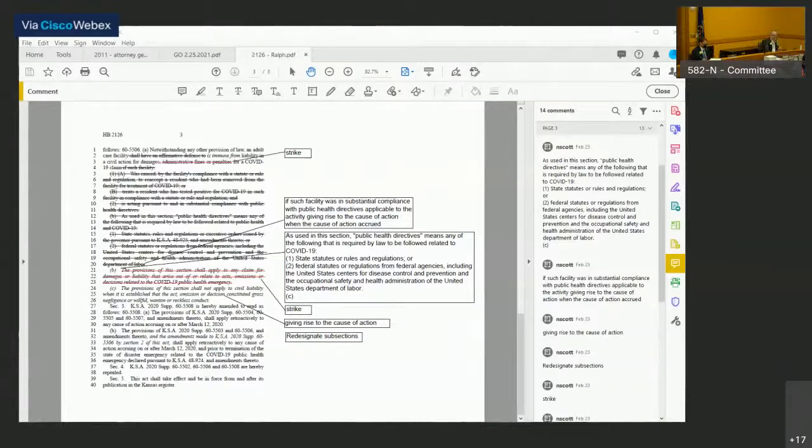Let's get your amendment moving. I move my amendment. Is there a second? Representative Schreiber? Discussion on the amendment, Representative Carmichael.